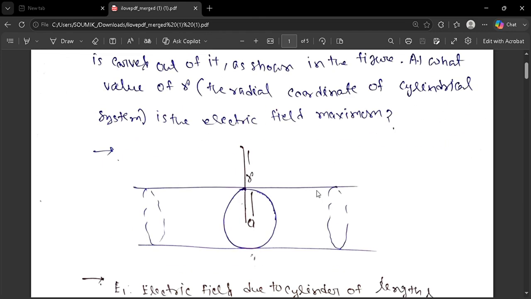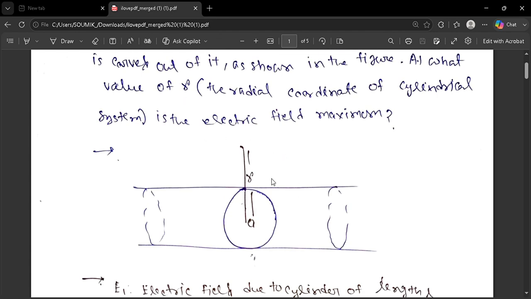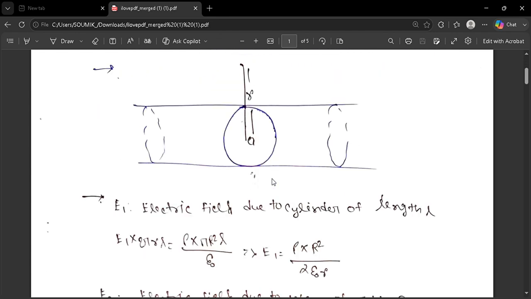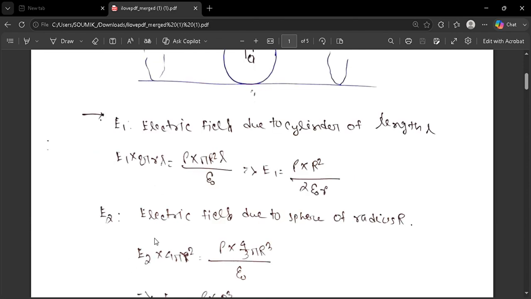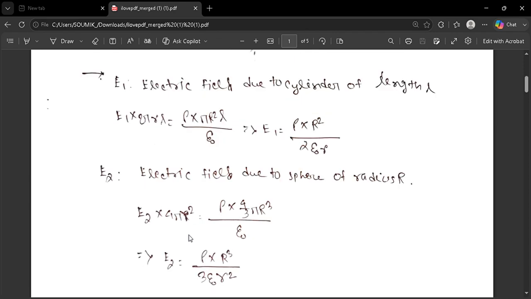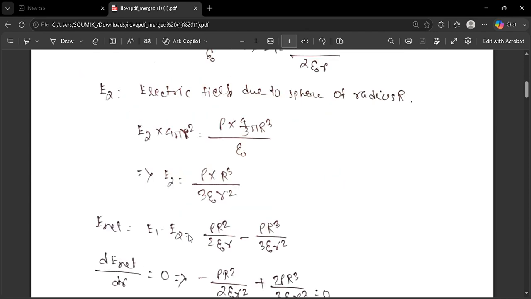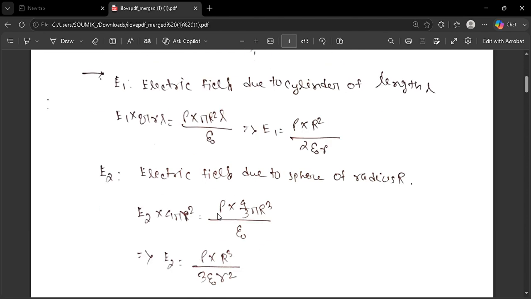Okay, so to find small r, we need to find E1 and E2. What is E1? E1 is the electric field due to the cylinder of length small l. From Gauss law we can find E1, and the electric field due to the sphere of radius capital R is E2. Using Gauss law we can also find E2. So the net electric field is E1 minus E2.